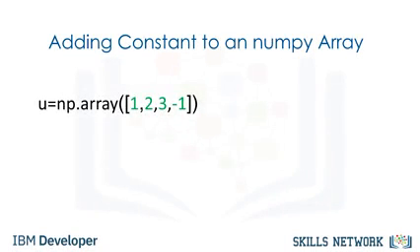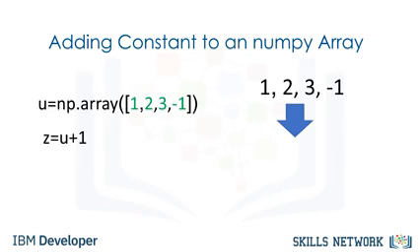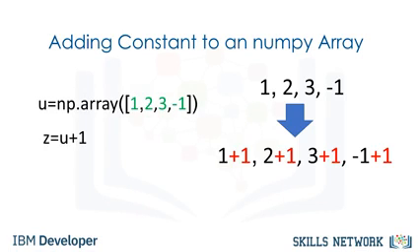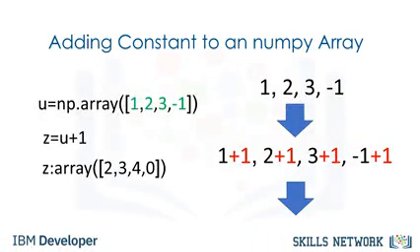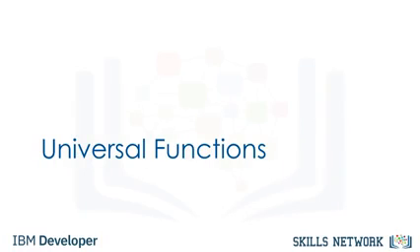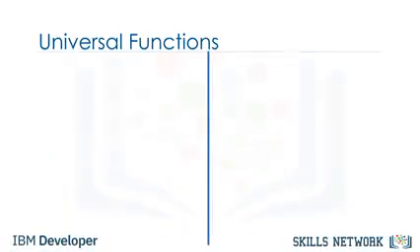Consider the array u. The array contains the following elements. If we add a scalar value to the array, numpy will add that value to each element. This property is known as broadcasting. A universal function is a function that operates on ND arrays. We can apply a universal function to a numpy array.